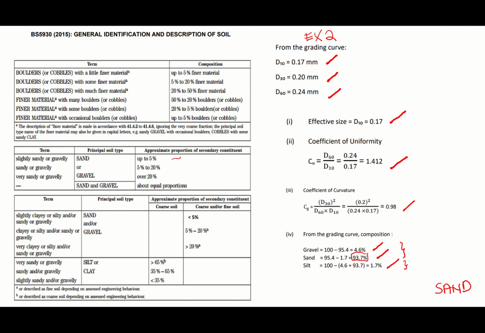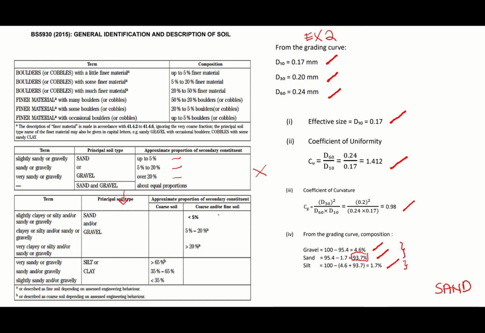Right now you look at the secondary. Is your gravel up to 5%? Is it 5% to 20%? Is it over 20%? Obviously your gravel right now is 4.6%, so we cannot use this reference to find the secondary name for this soil classification. So we are using this table here.